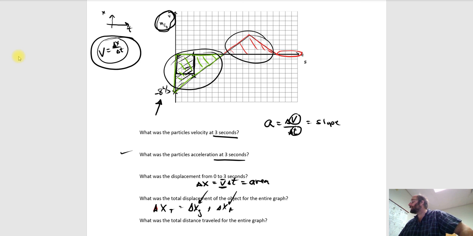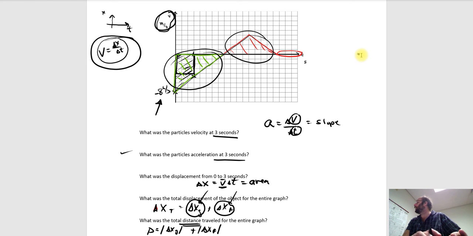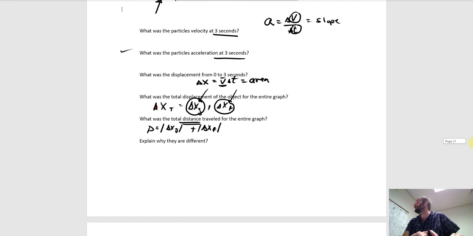Now, distance is not a vector. We don't care about direction. So our distance here is going to be the magnitude of the green delta x plus the magnitude of the red delta x, and that will give the total distance traveled. Again, see why the magnitudes? Because distance doesn't care about direction. I basically explained why these things are different for you.